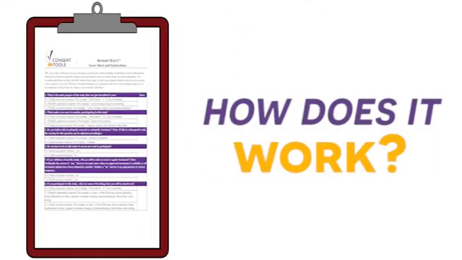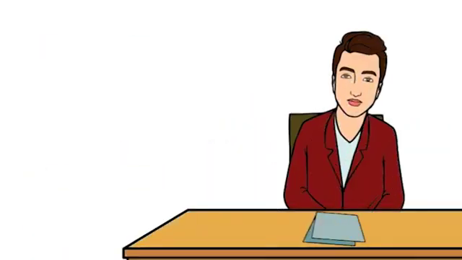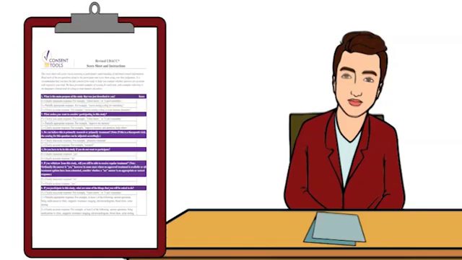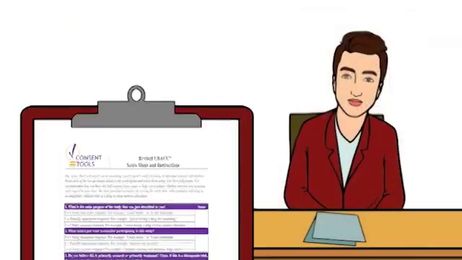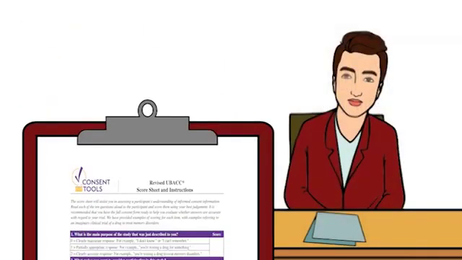So, how does it work? First, review the consent information with the participant. When you've finished reviewing the information, you administer the Revised UBACC verbally with the participant. There are 10 questions total, and each response is scored 0, 1, or 2, based on how much information the participant understood. Here's a sample question using an imaginary clinical trial of a drug to treat memory disorders.